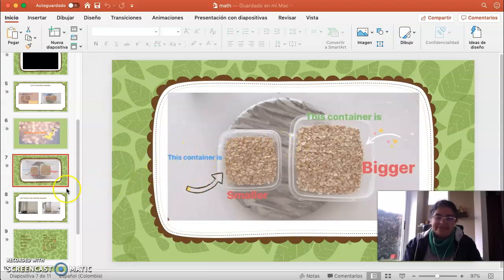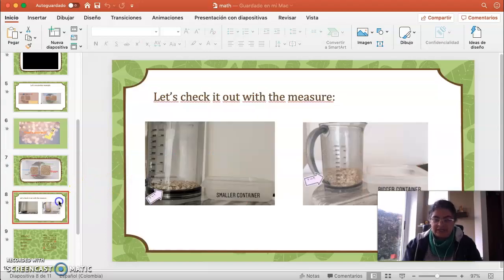Now, let's see if we change the container. What happened here?